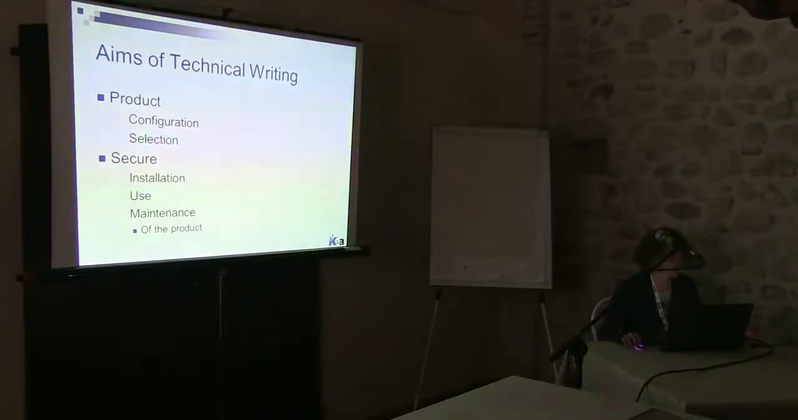What are the aims of technical writing? The first aim is product configuration and selection, so to allow the user to correctly configure and select the product. And then the secure installation, use and maintenance of the product.